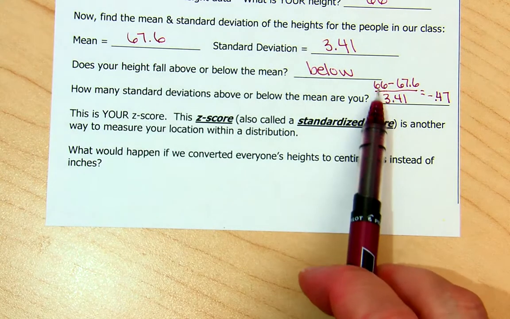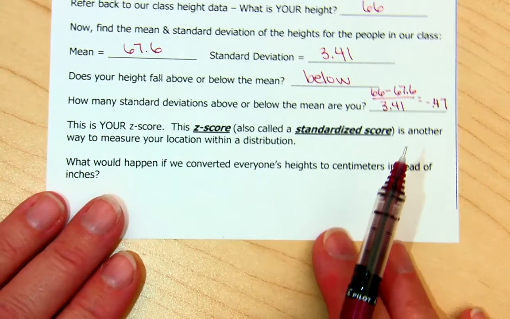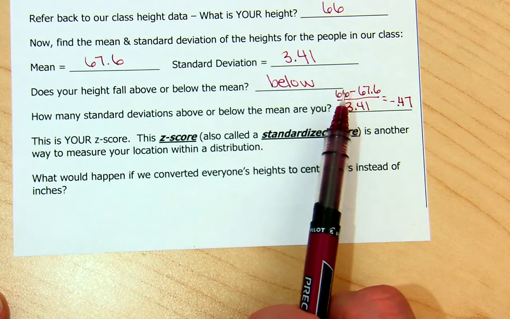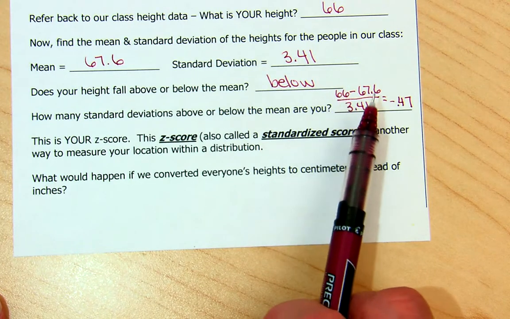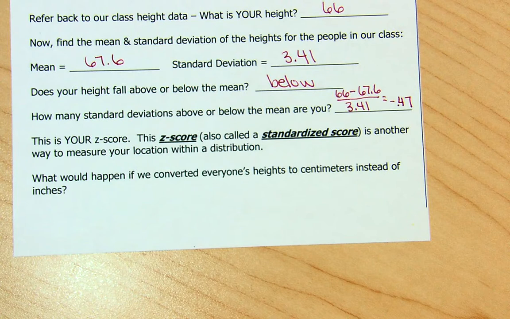So you can calculate what yours would be. You would just put your height right there and then calculate your z-score. And it should be that the farther your height is from 67.6, the larger the absolute value of your z-score.